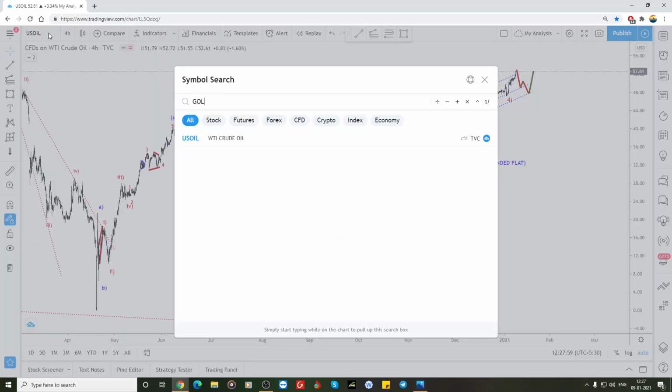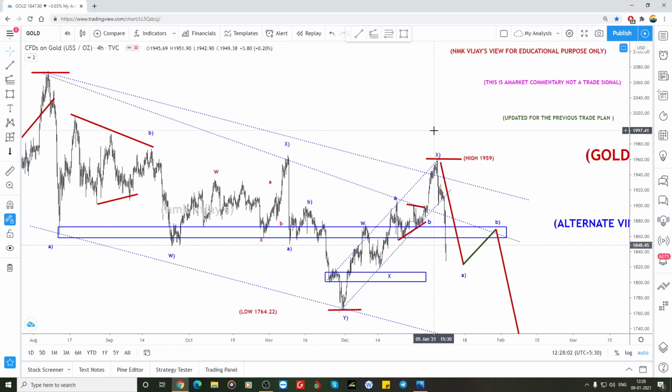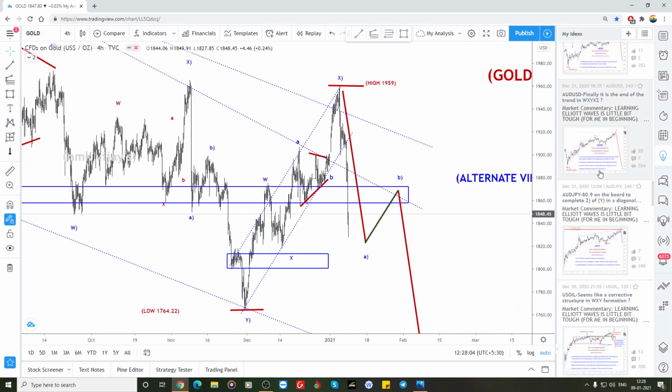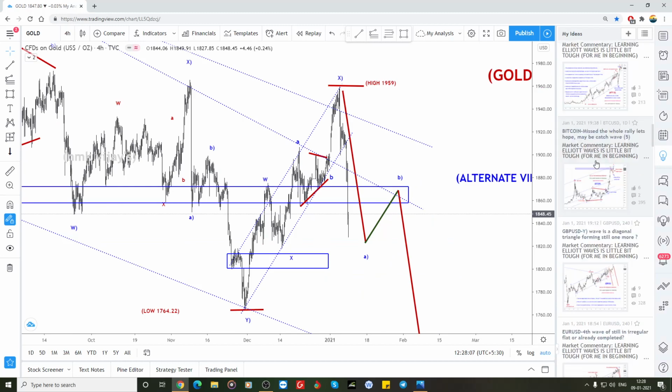And finally, the gold. One second, I will show you that gold trade.